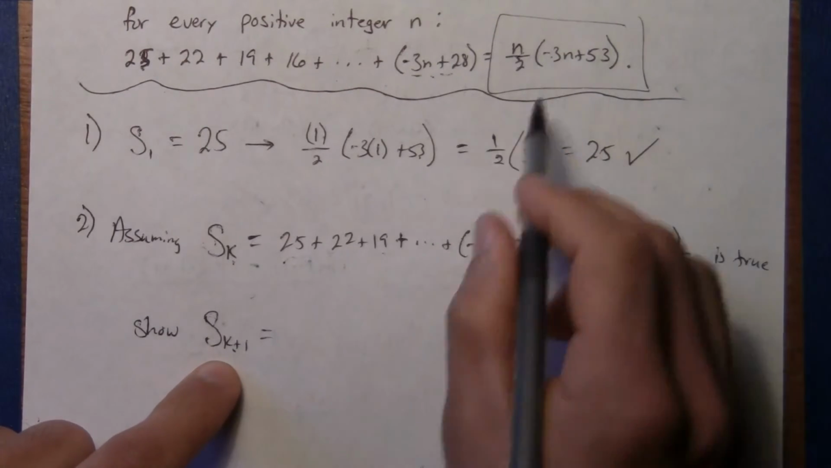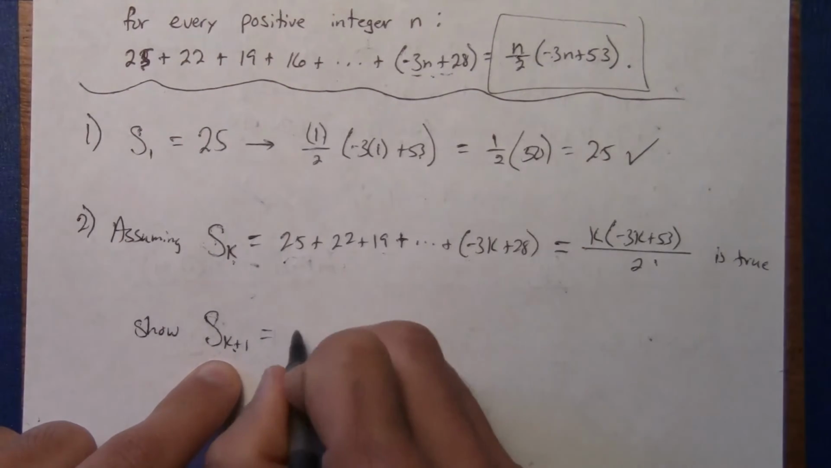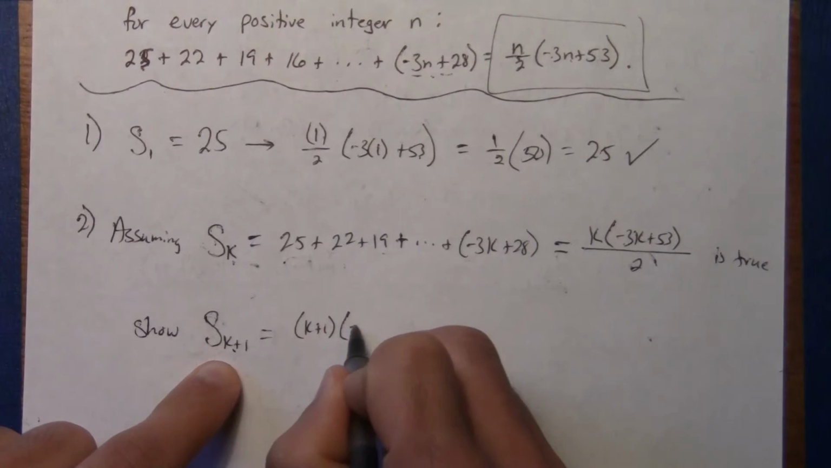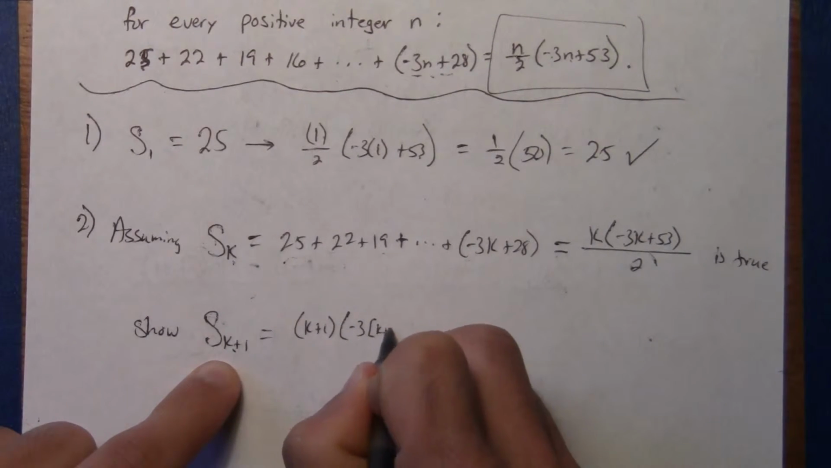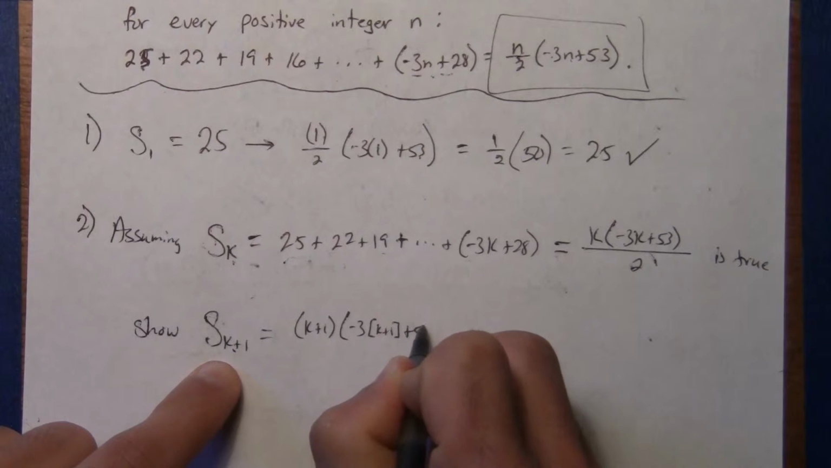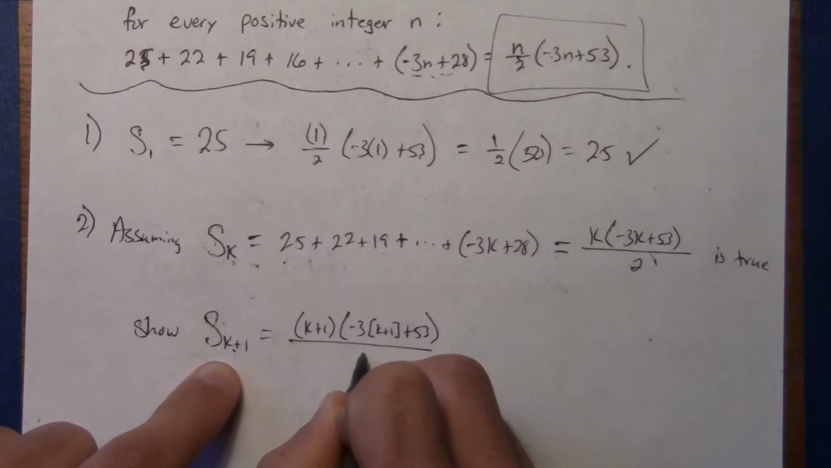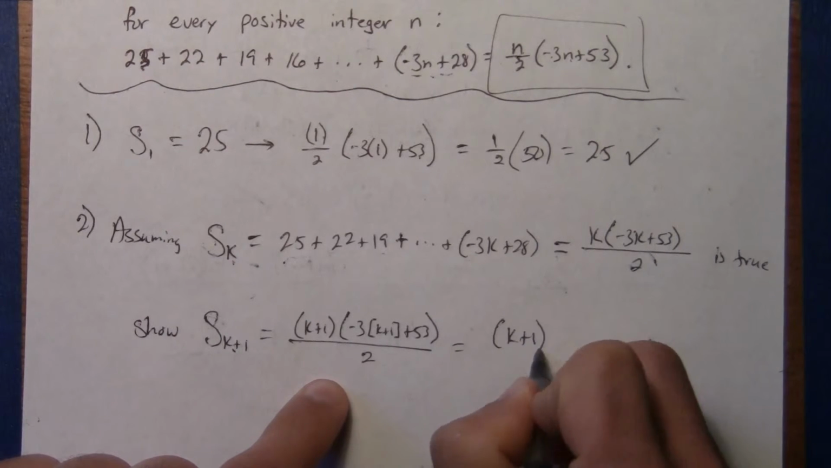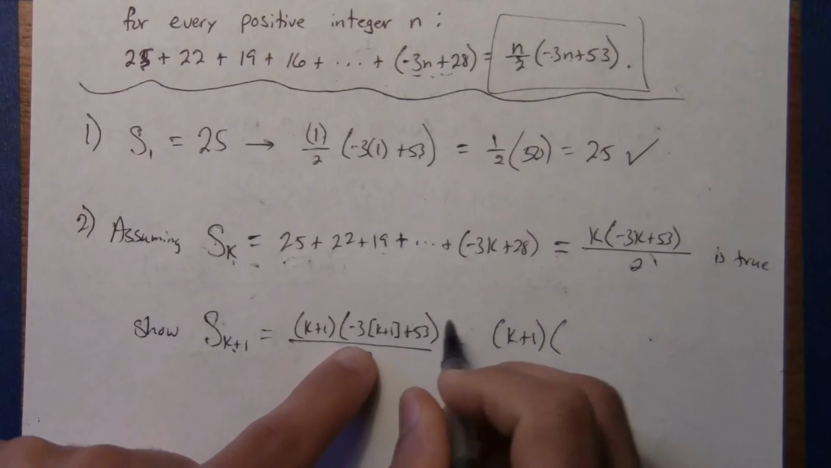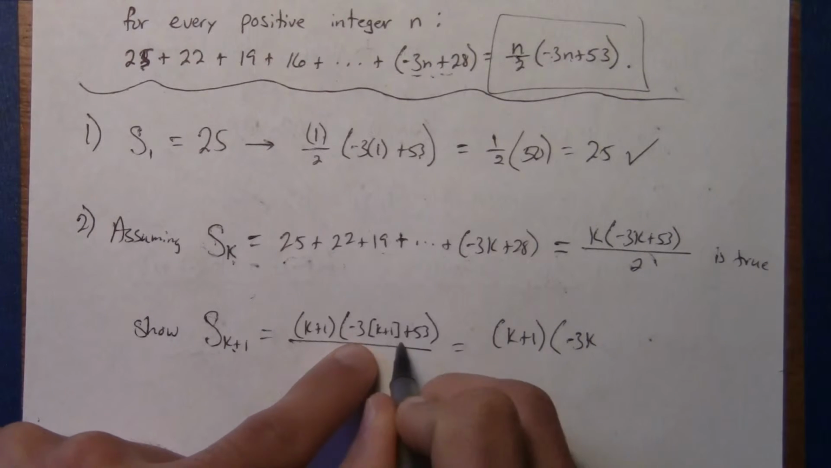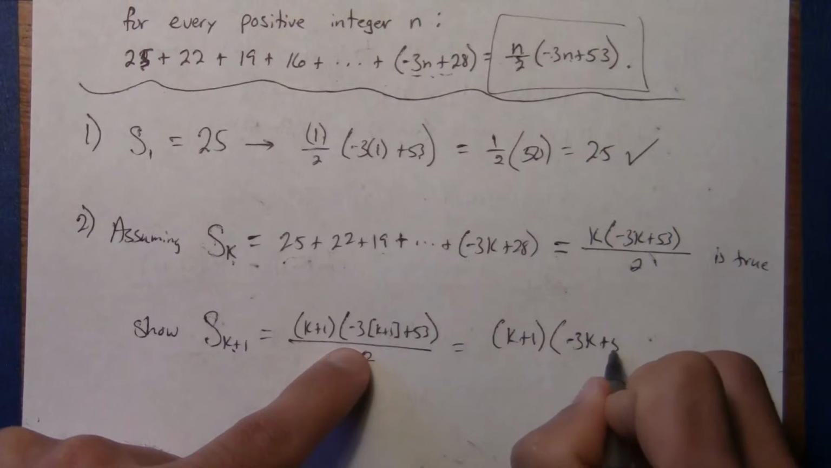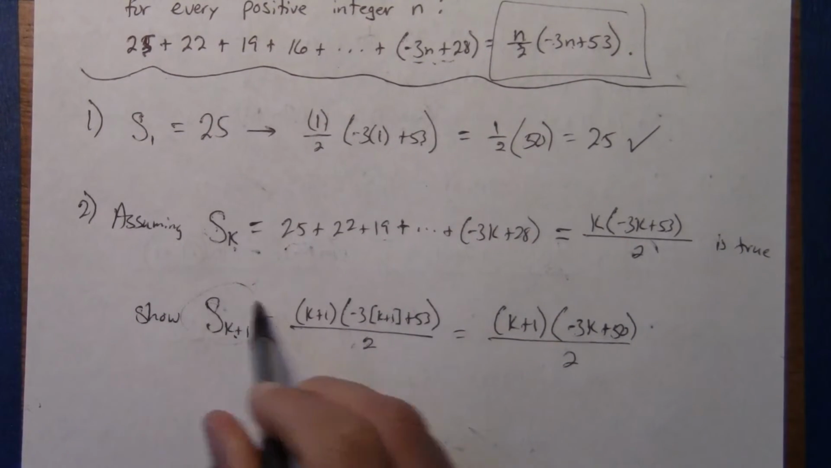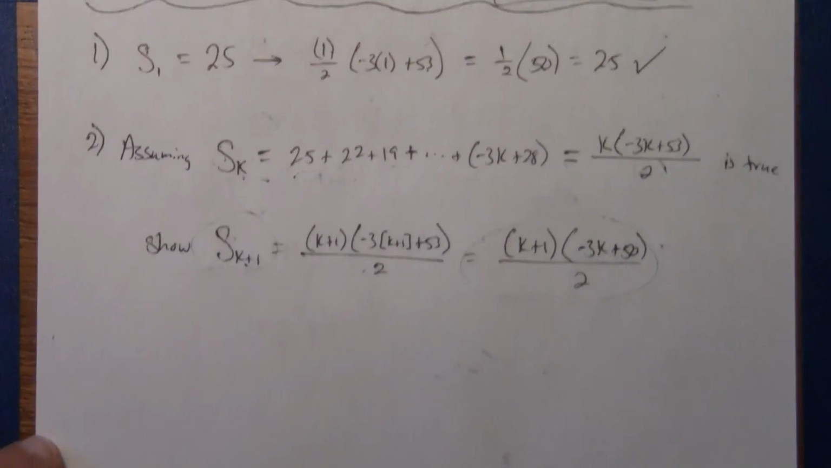It's sometimes helpful to write that out and understand how that works. So I need to show that S sub k plus 1, if I plug k plus 1 in here, I'm going to get k plus 1. Plugging k plus 1 in here gives me negative 3 times k plus 1 plus 53 over 2. And then, of course, I'm going to simplify that parenthesis that I have there. I have k plus 1 times, if I distribute here, I get negative 3k, negative 3 plus 53, so plus 50, all over 2. So I'm going to try to show that this is equal to that.